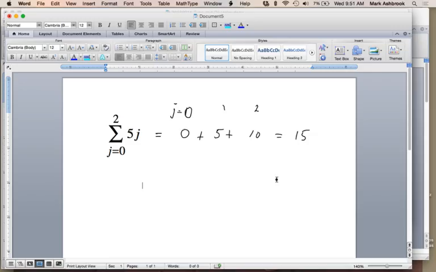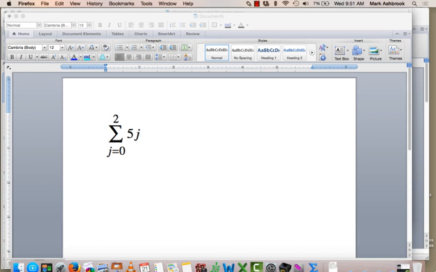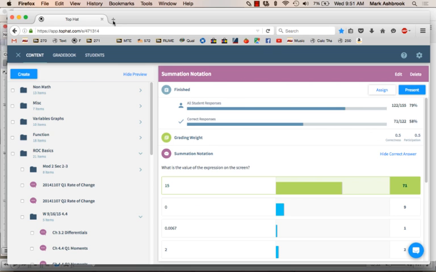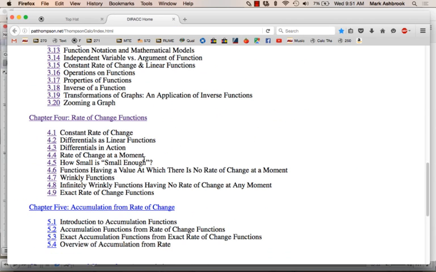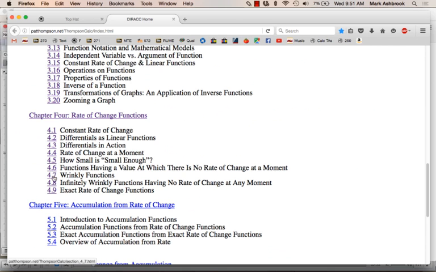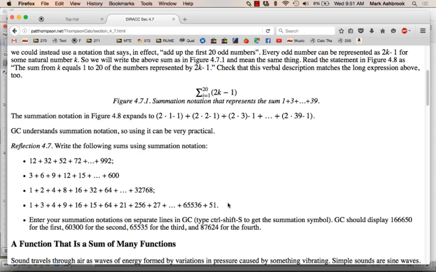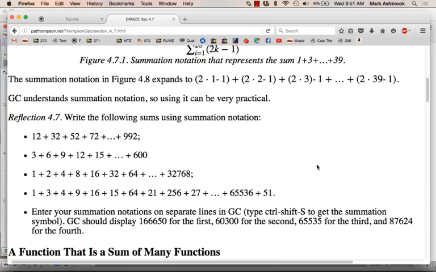Okay, so then let's look at that. While we're on this topic, let's look at the last one in the homework. So this is 4.7, right? So this one right here. So what's going on with this one?